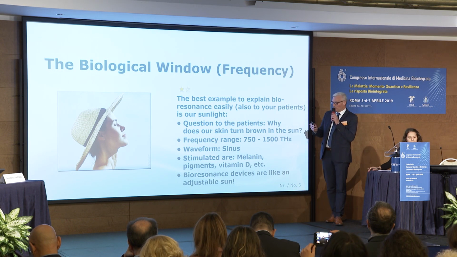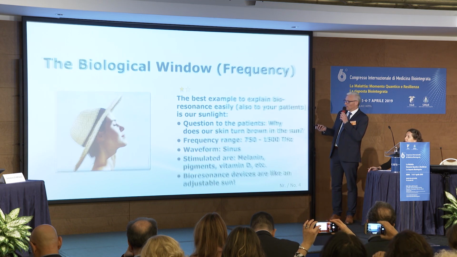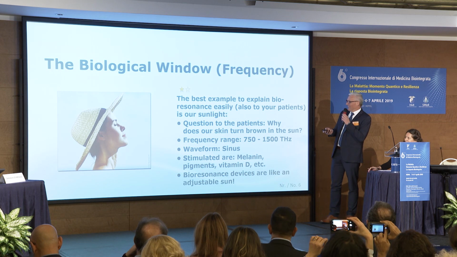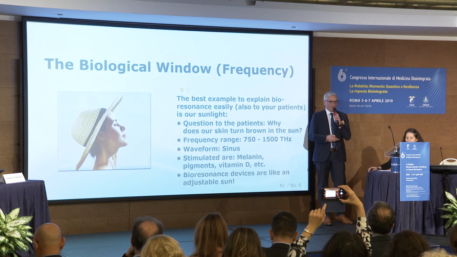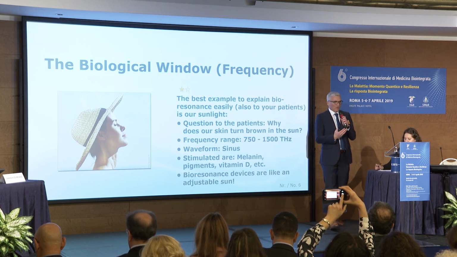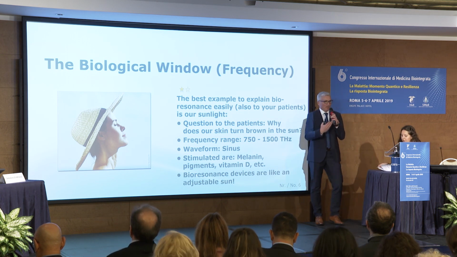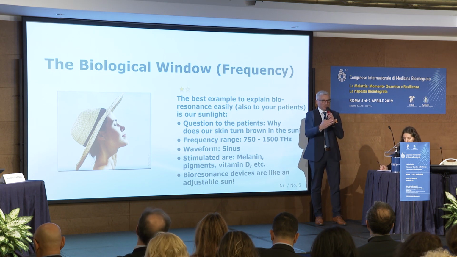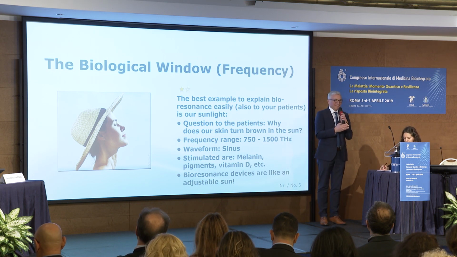The easiest way to explain it is the sunlight. Everybody knows what the sunlight is doing to our organism, right? One thing is the skin color getting brown in the sun. People like to do that in summertime, especially in Rome. You have so little sun, what I experienced the last days.